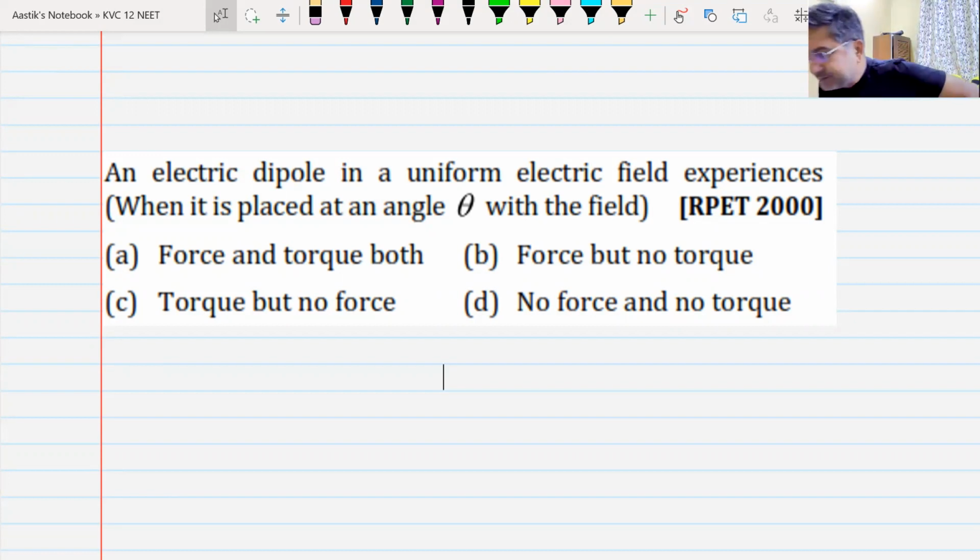Yes, beta. What will it experience? We know the formula for both. A dipole is placed at an angle theta with an electric field or magnetic field. What does it experience?